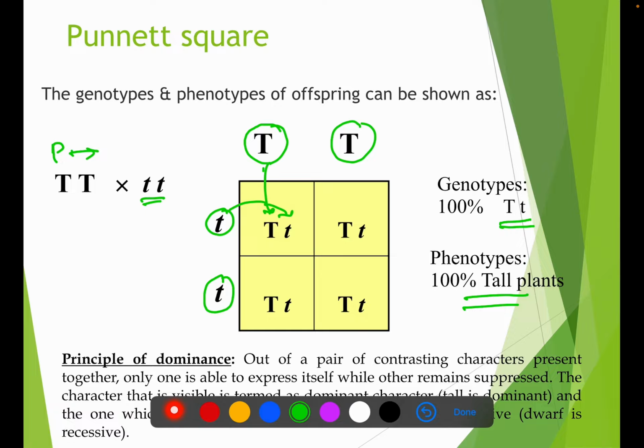So here what we say: out of a pair of contrasting characters present together, only one is able to express itself while the other remains suppressed. The character that is visible is the dominant character, here tall is dominant, and the one which is not visible is recessive, here dwarf is the recessive character.